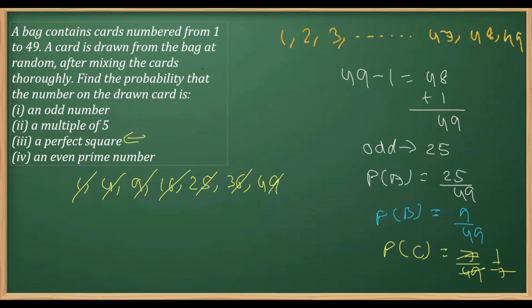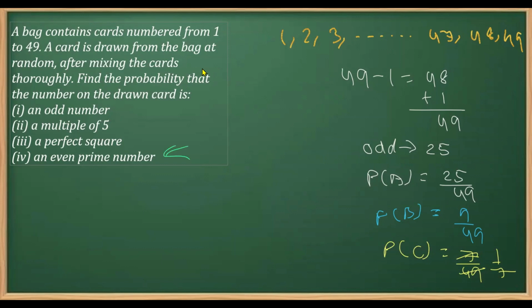Next is the last part, an even prime number. Universally there is only one even prime number, right? 2 is the only even prime number. So the probability is what? The number is 2, but the count is 1. So 1 out of 49. That should be the answer for this part.